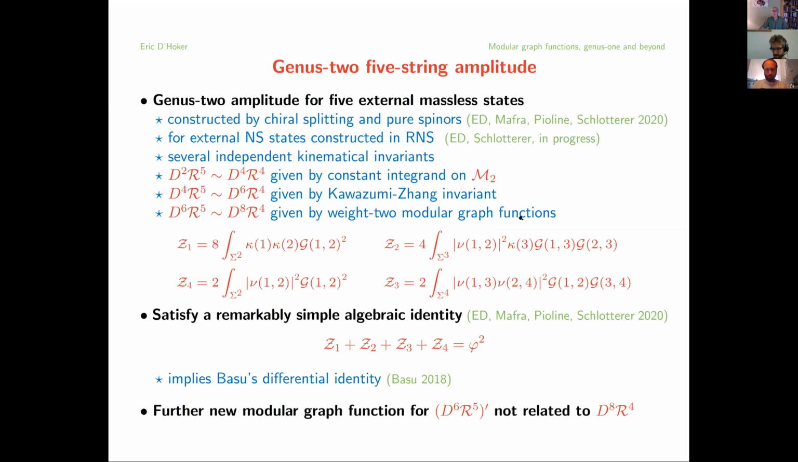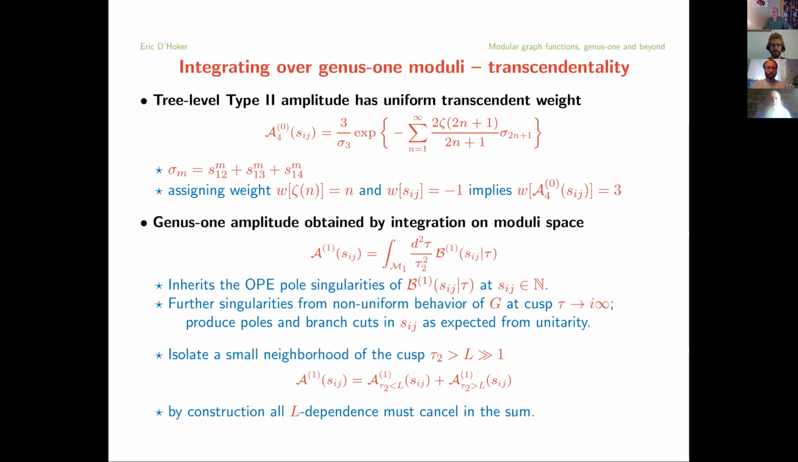So this industry of studying modular graph functions at genus 2 and higher is really just starting, but it promises to be as rewarding as the case of genus 1. And progress is being made. Now here I have a last couple of slides on actually integrating genus 1 modular graph forms, but I don't have the time to go into this. So I'm not even going to start.